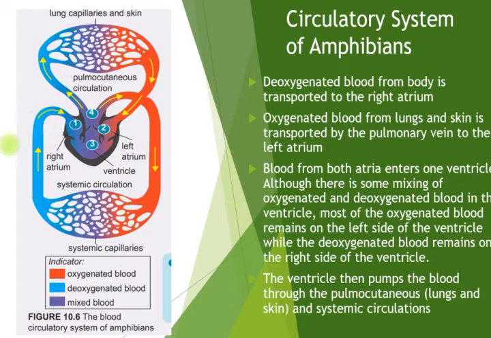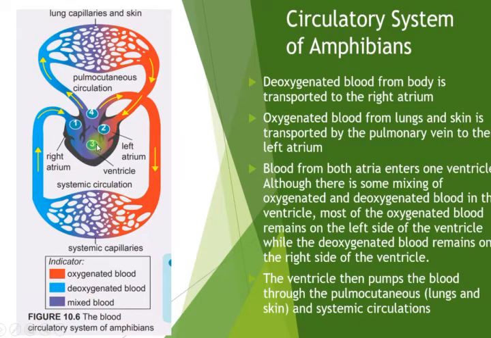And then what happens? The ventricle will pump the blood throughout the pulmocutaneous circulation and also the systemic circulation. So that is referred to as the circulatory system of the amphibian. The amphibian is said to have an incomplete double circulatory system. Why incomplete? Because deoxygenated blood and oxygenated blood mix in the ventricle.